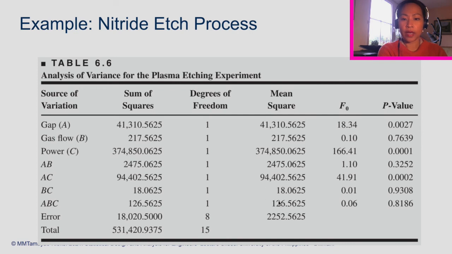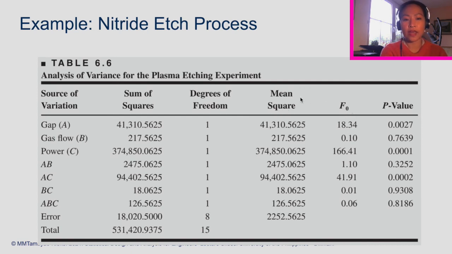Now here we can see the ANOVA table for our example. You have in the first column, as usual, the sources of variation: factor A, gap, factor B, the gas flow, and factor C, power, and then their two-factor interactions and the three-factor interaction. And then, of course, you have your error and your total variation. You have the computed sum of squares, the degrees of freedom, and the mean square. Mean square is equal to sum of squares divided by degrees of freedom.